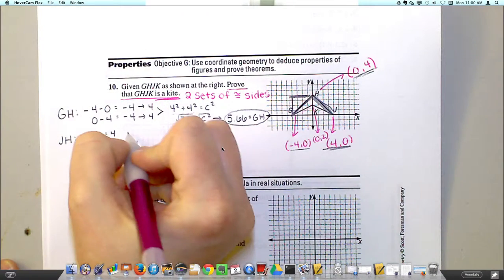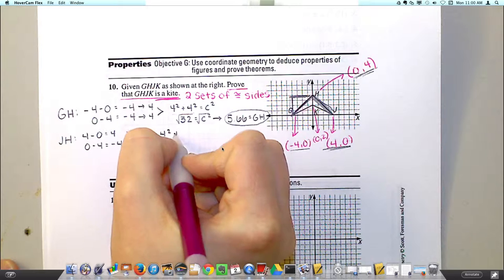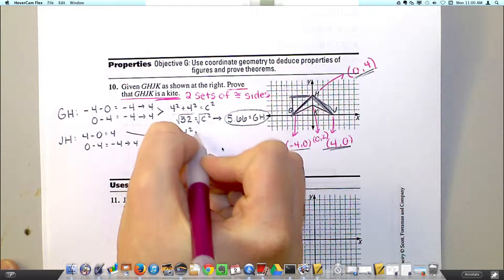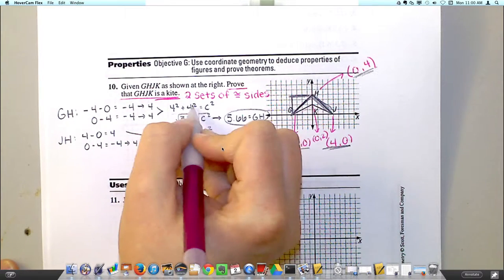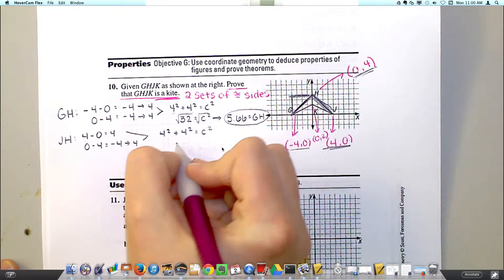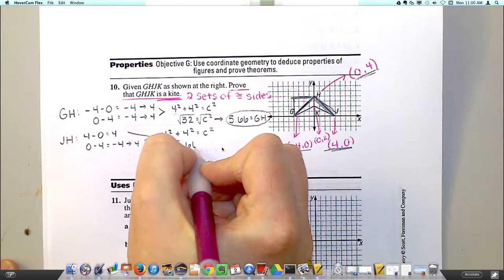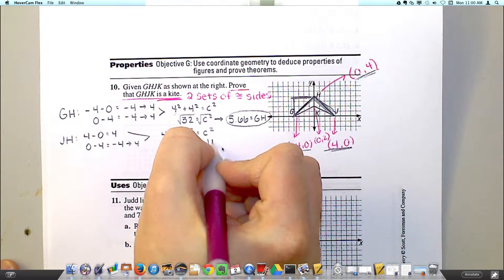So I'm going to take those two things, do Pythagorean theorem, and do you see that it comes out looking exactly the same like the one above? So I don't care if you redo this calculation or not. As soon as you get this set up and it looks exactly the same, you can now say, all right, I know that's going to come out to be the same answer. So 5.66 is equal to JH as well.